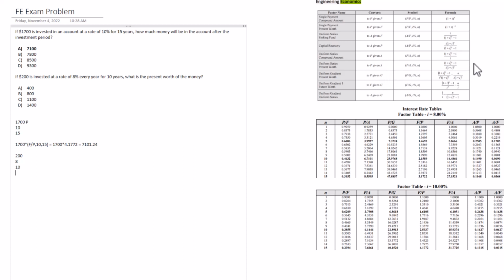So like $200, and then you add another $200 every year. So you'd have 400 and then 600. That's not what's happening here. So we have the A value. We want to find what is the present worth. So P. So to find P given A, we're going to have 200 times P over A.